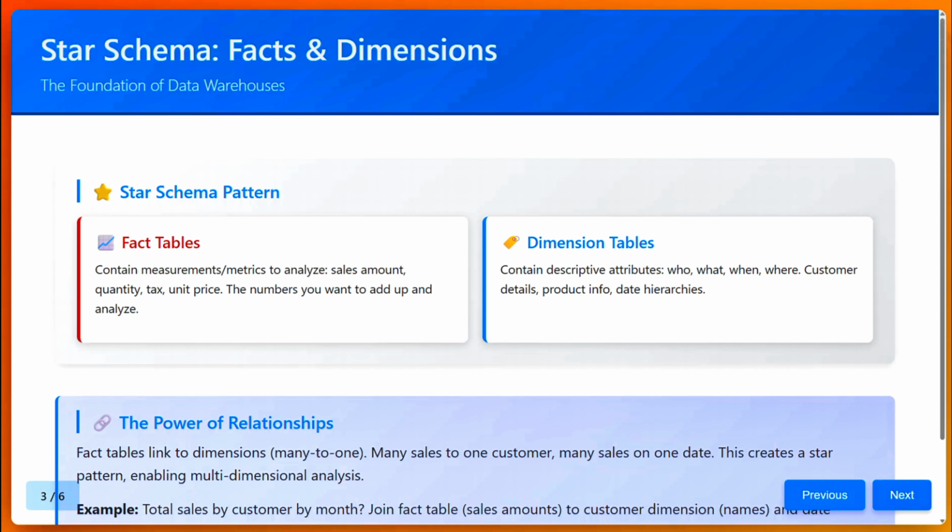On the other hand, dimension tables contain the descriptive attributes that give context to those metrics. Who was the customer? What product was sold? When did the sale occur? Each of these who, what, when, where questions is typically answered by a dimension table.